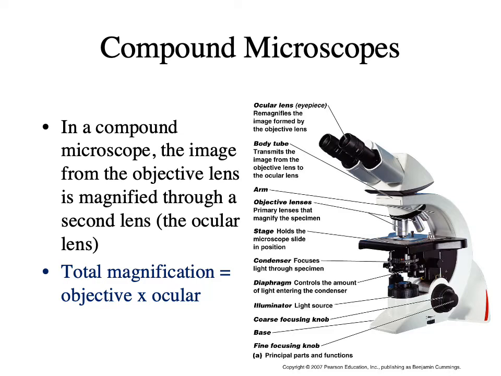Compound microscopes are the type of microscope that we have in the lab at Mount Hood Community College. They are Brightfield compound microscopes. We have two lenses that we can use, the ocular lens and the objective lens. The image from the objective lens is magnified through this second lens called the ocular lens. Total magnification is the objective lens times the ocular lens, and you need to know this mathematical equation.